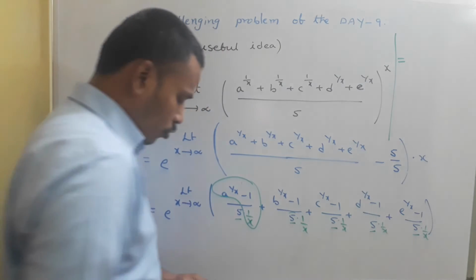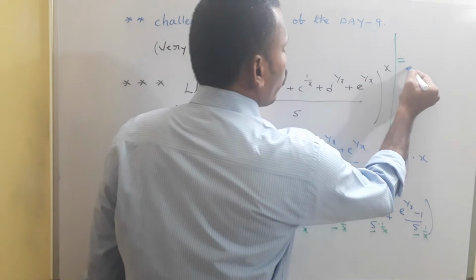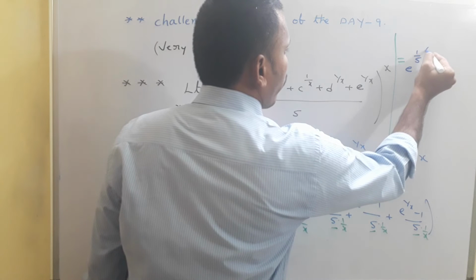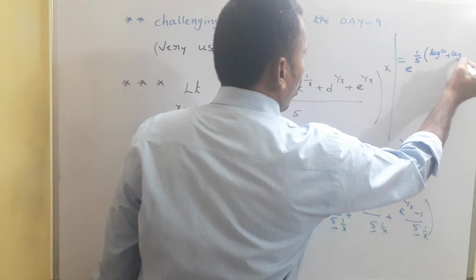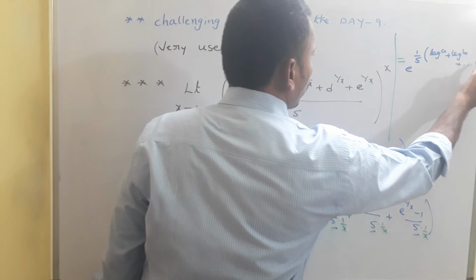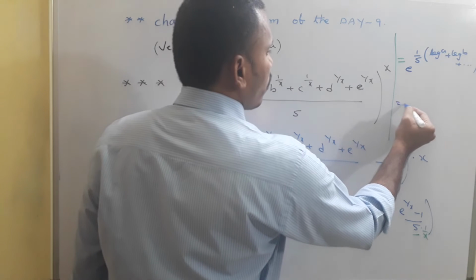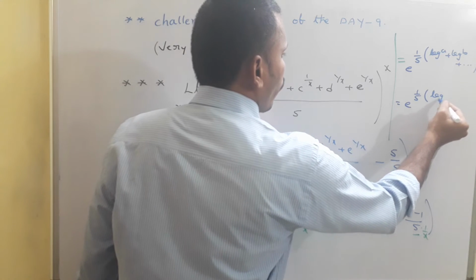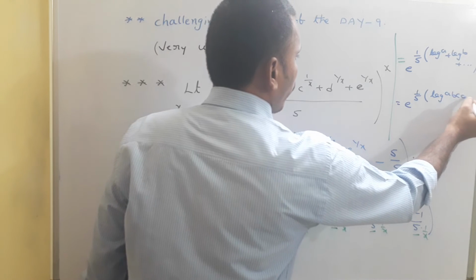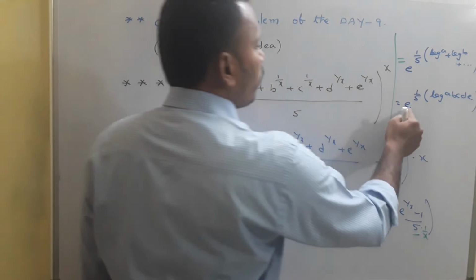This is equal to e to the power 1 by 5 into log a plus log b plus and so on, like log c, log d, log e and everything. So this is equal to e to the power 1 by 5 into, addition of logarithms is nothing but logarithm of the product, log abcde.